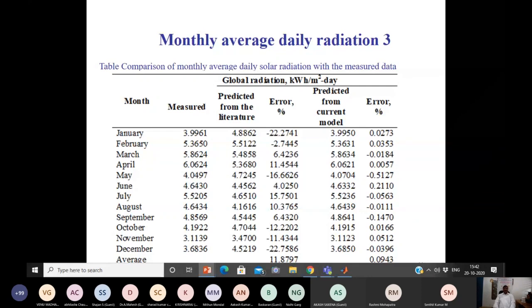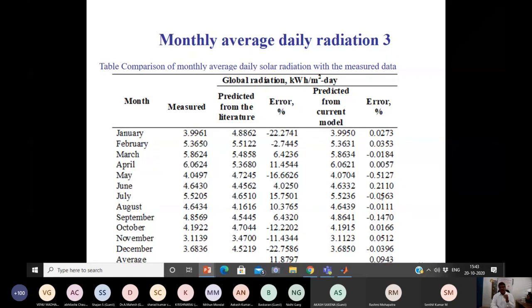So after applying the existing model and the developed model, you can see the error. The first column shows the measurement for January to December, and then predicted from the literature. This is the existing model. The existing model results in a maximum of nearly 22% error, at the minimum level 6% error, and minus 2.7% error. Whereas after applying the predicted model, the error is very close to 0.